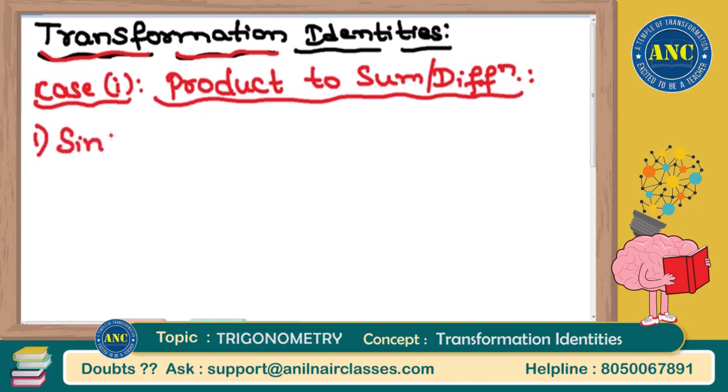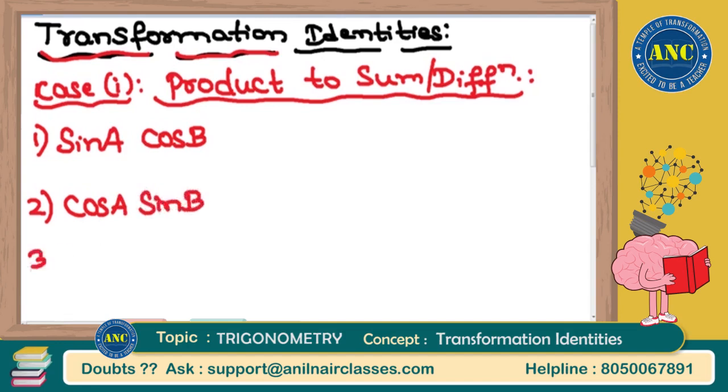Suppose sin A and cos B. There are two different angles A and B. These two are represented with sin and cos in my first transformation, and I am multiplying. This is the product. It is sin A into cos B. Sin A cos B is my first transformation. Second one is cos A sin B, my second transformation, right? Cos A sin B is my second transformation.